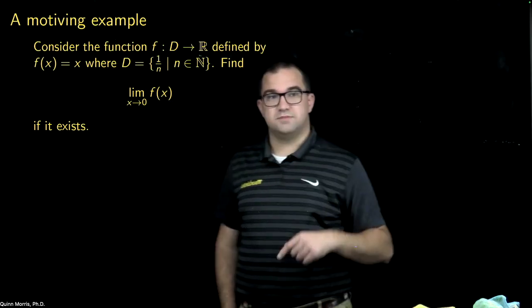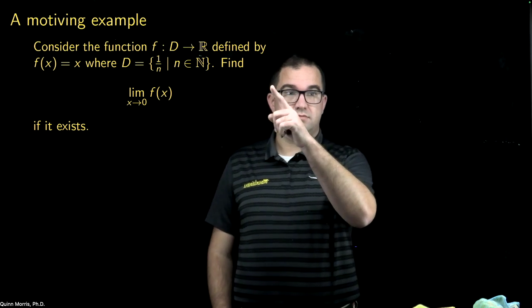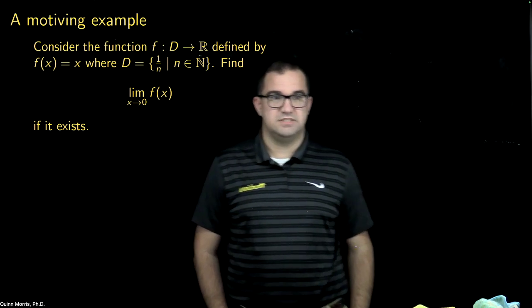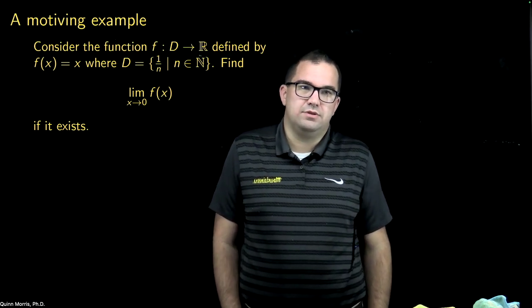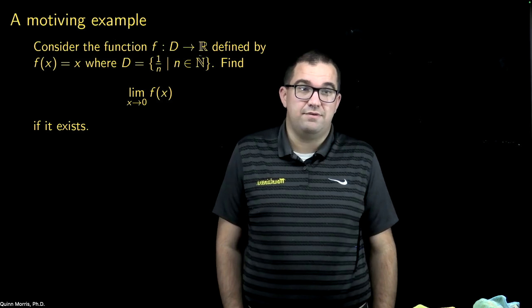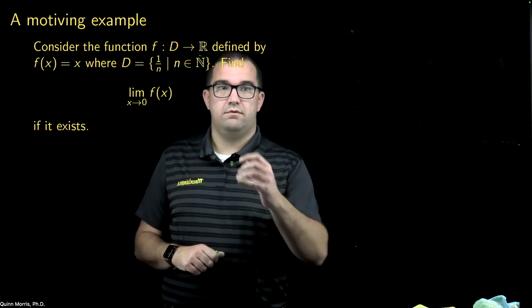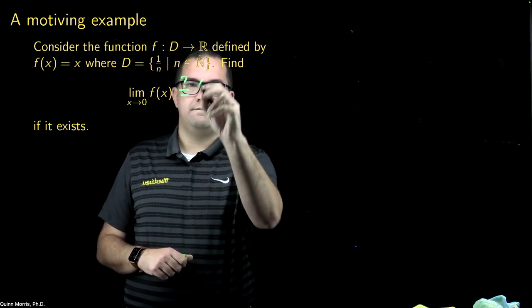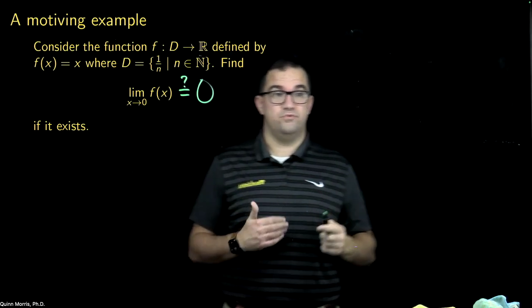All right, so let's go back to this motivating example. So same function, okay? Now I want to see if I can find the limit as x goes to 0 of f of x. Now, if I go back to that picture, I feel like certainly if the limit as x goes to 0 of f of x exists, it must be 0, right? So I'm going to sort of guess that it's equal to 0. Now the question becomes then, can I prove that?